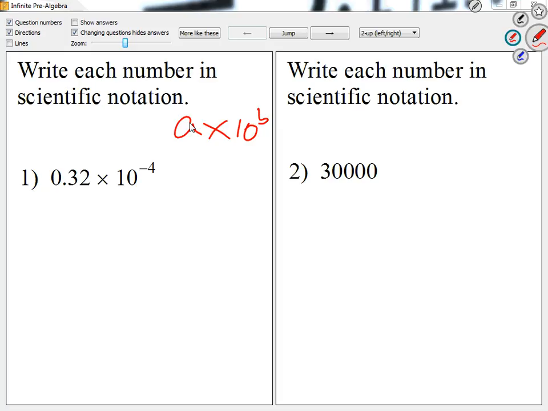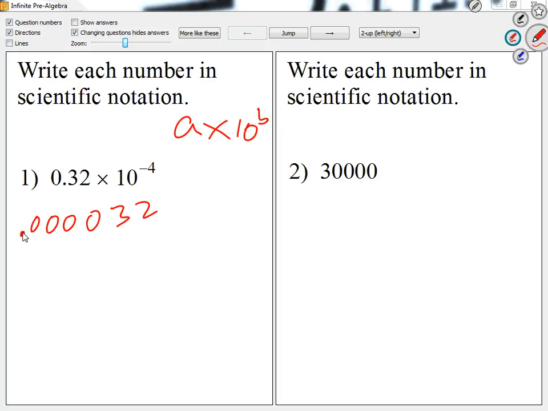Number 1 looks almost like that, but my number before it is not between 1 and 10. So it's not quite there yet. One way we can do this, we can write the number out, or what we usually call standard notation. This here, 4 to the left. 1, 2, 3, 4. We can write the number out. Then we can fix it.